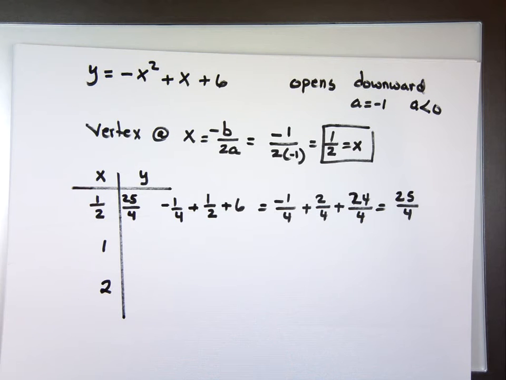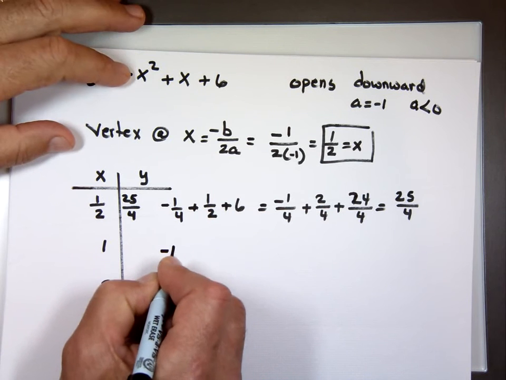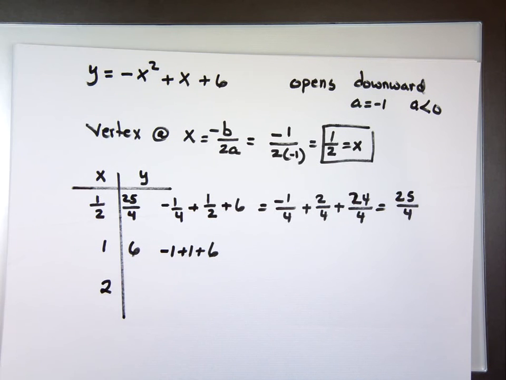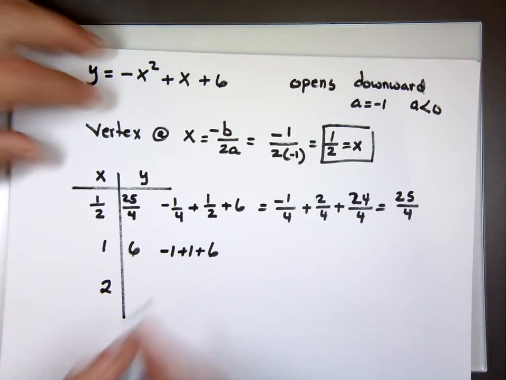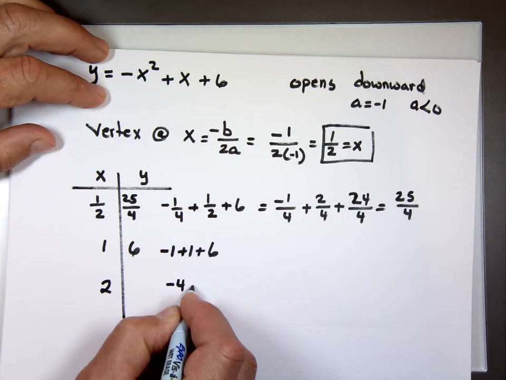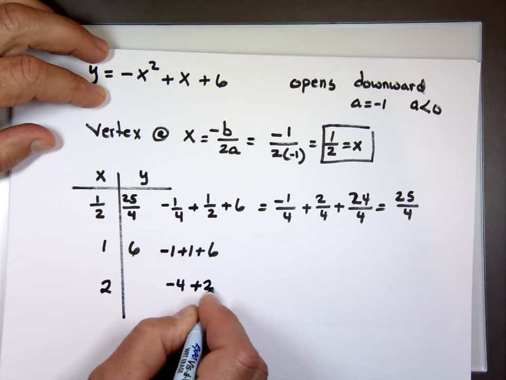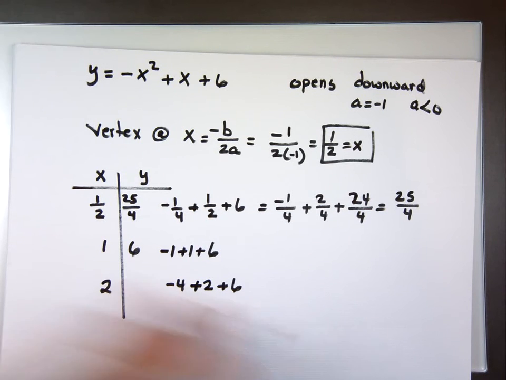6.25. When x is 1, what do we have? -1 plus 1 plus 6. That's 6. When x is 2, -4 plus 2 plus 6. Is that a 4?